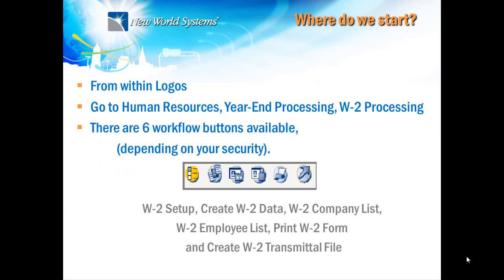On the W-2 processing screen, there are a set of workflow buttons across the top. The W-2 Setup, Create W-2 Data, W-2 Company List, W-2 Employee List, Print W-2 Form, and Create W-2 Transmittal File buttons. Each of these options are available when your login has the corresponding permissions and security assigned. If you do not see all of these items, please discuss with the person in your organization that monitors the security for the Logos application.